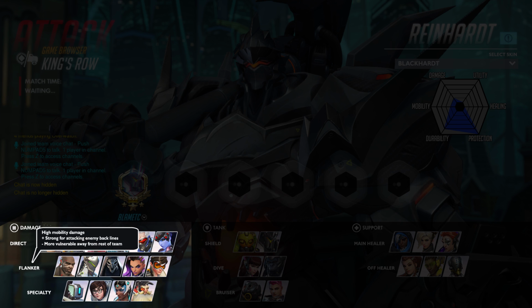Another example is flanker, it would say high mobility damage, strong for attacking enemy backlines, but more vulnerable when away from the rest of the team. Again, all of this stuff is just kind of an example. Obviously, the wording would need to be changed, but I think you guys get the idea.